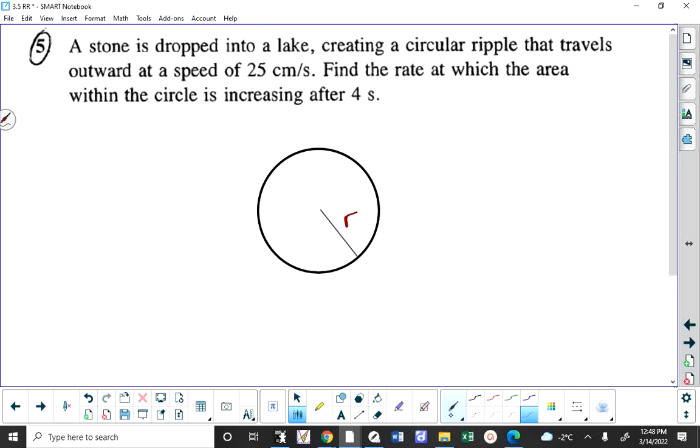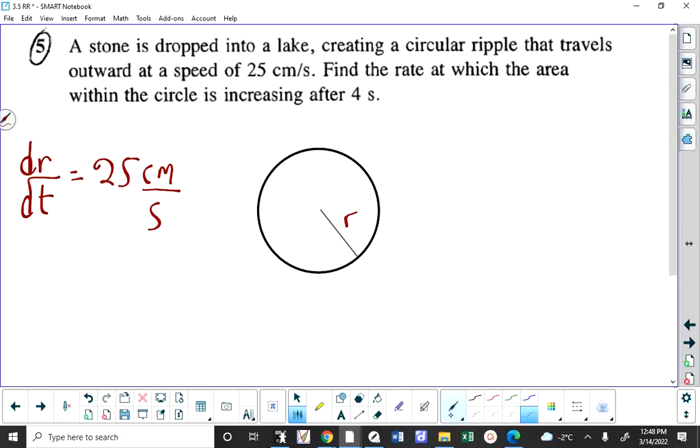When you drop a stone in the water and that ripple travels outward, every point on that circular ripple is moving away from that point where the stone hit the water. So what we're really told here is dr/dt is 25. And I guess I can put centimeters per second. It's not a bad idea to put the units in your list of rates of change.